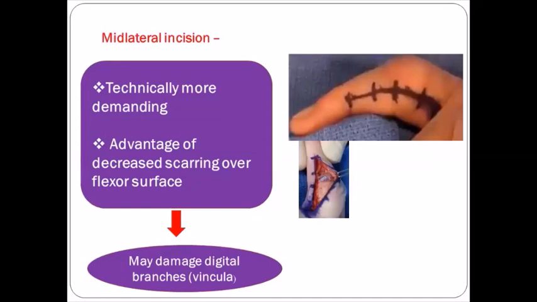Now there is another method of incision, the mid-lateral incision. You can see it here. The advantage is decreased scarring over the flexor surface because it is on the lateral side, not on the palmar side. So this will give you an advantage. It is technically more demanding, and the problem in this incision is that the branches of the digital nerves and the vessels get damaged.